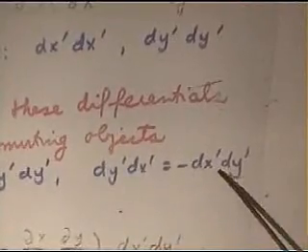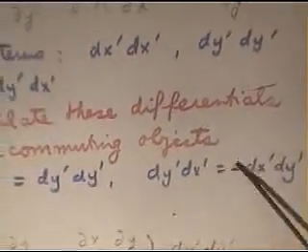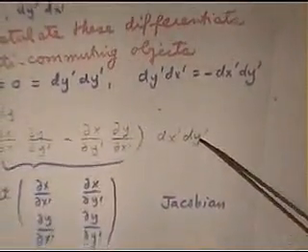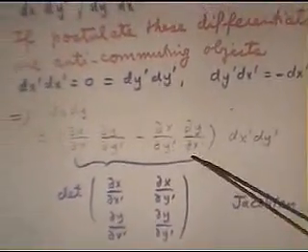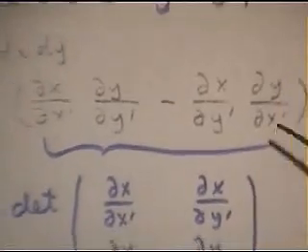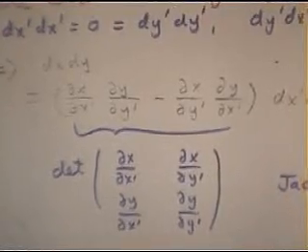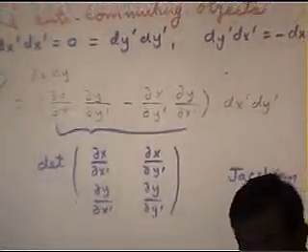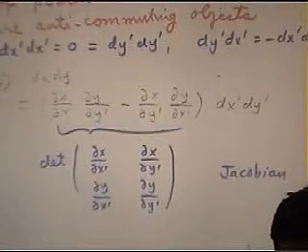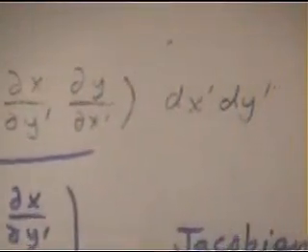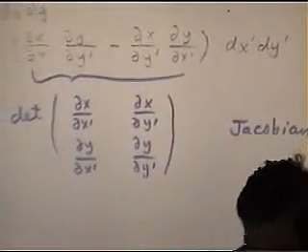So therefore, out of these four objects, only one survives. So this is dx prime, dy prime. And it's multiplied by this, as you can see if you just look at this. But you see, this is very nice if you choose them to be anti-commuting objects, because you recognize that this is just the determinant of the transformation, namely the Jacobian. So therefore, what we learn is that these differentials, in the theory of differential forms, have to be treated as anti-commuting objects.